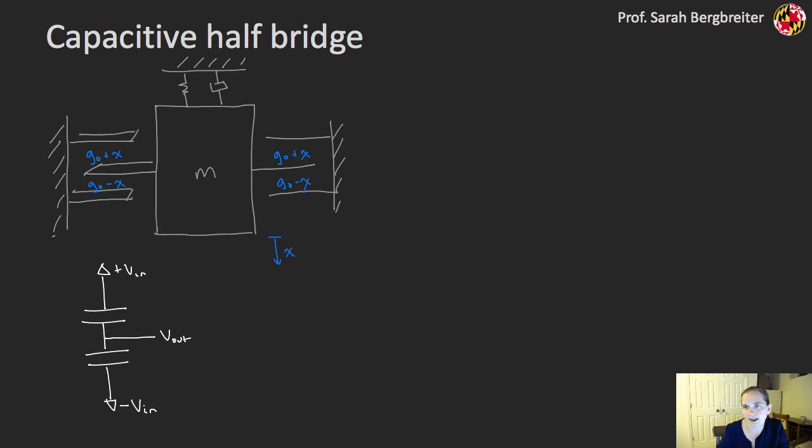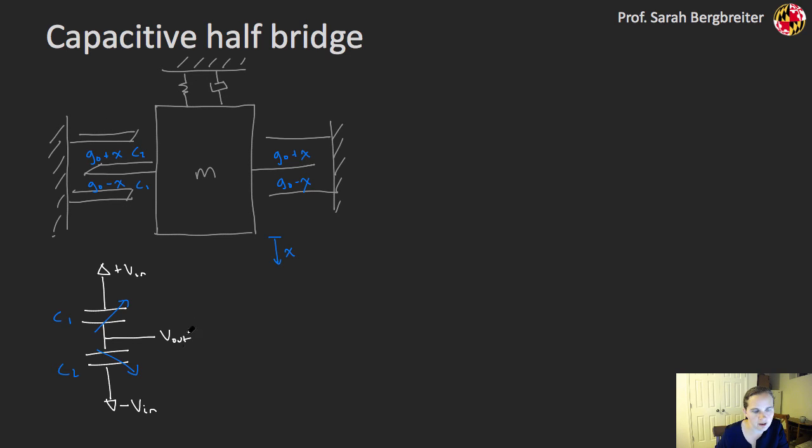And then for this top capacitor, I have the capacitance that is increasing, and for the bottom one, I have the capacitance that's decreasing. Right? As my gap is increasing, my capacitance is going down. As my gap is getting smaller, my capacitance is going up. So let's call this one C1, and this one would be C2 in this particular configuration.